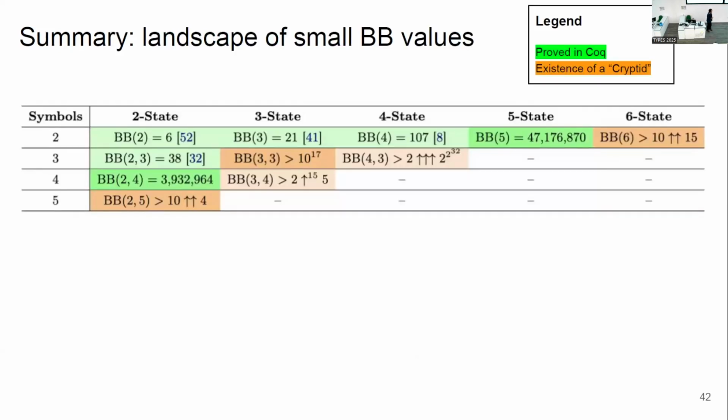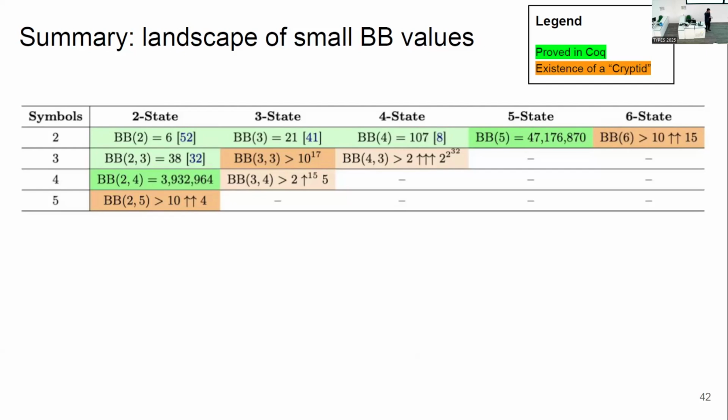So in summary, here's the landscape of small Busy Beaver values after our work. So what I didn't tell you is that you can naturally extend the definition of Busy Beaver to more than 2 symbols, and that there were some results already known in the literature. It was known that BB(2,3), so 2 states, but 3 symbols, was equal to 38. What I didn't tell you is that MXDYS, on top of proving BB5, also proved an unknown value, which was BB(2,4), so 2 states and 4 symbols.